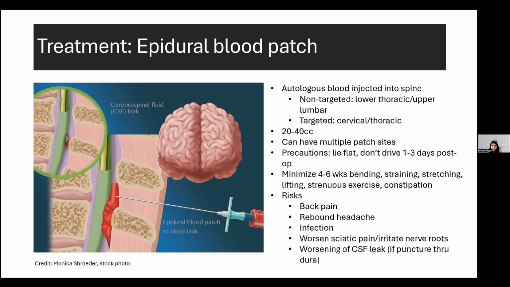So there's non-directed therapy and targeted therapies. With the non-targeted, usually the proceduralist will try to inject in the lower spine. Targeted therapy is really where some of that spinal imaging comes into play. If we see a specific CSF leak site, we will target the injection there. And so that's usually when we'll target more of the upper spine, the cervical or thoracic spine. Patients can have multiple patches done at once. It really just depends on the patient's specific situation.